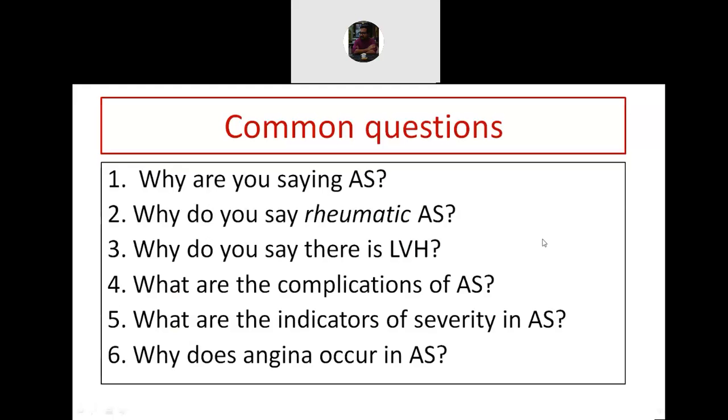So apex will be down and out, and what will be the character? Forceful and well sustained. Very good. So there will be forceful and well sustained apex shifted down and out. Very good. Thrill, as I always tell you, check it along with the murmur and accordingly grade your murmur.